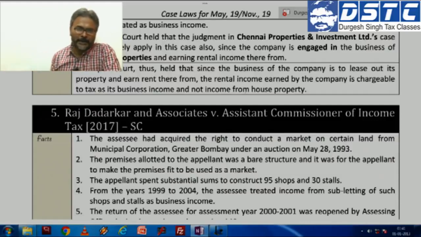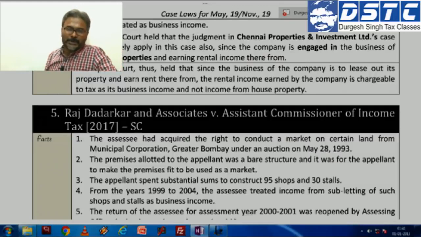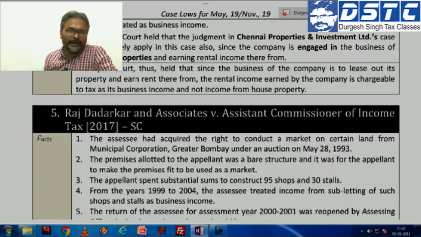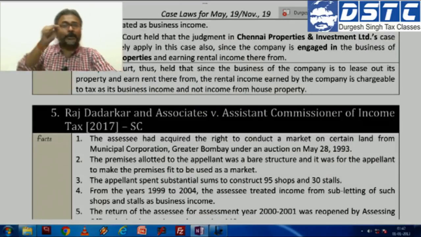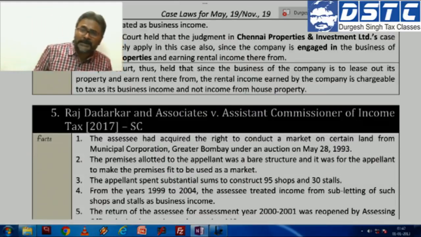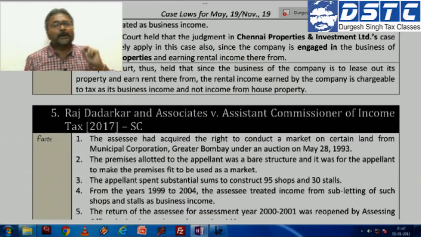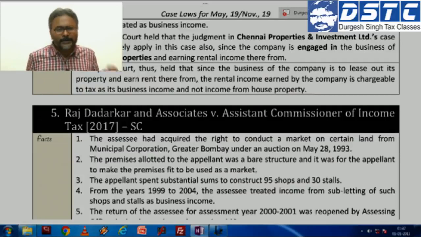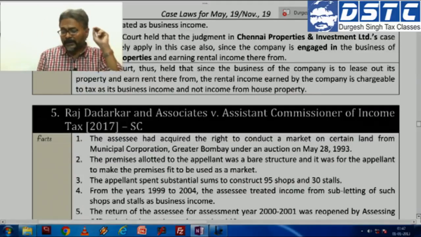The second part, which was about whether the assessee is engaged in the business of letting out the house property, this particular part, the court in this case sought to look into the partnership deed because it's a partnership firm. In the case of the company, you have seen in Chennai Properties and Investment Limited, the court has gone through the memorandum of association. Here the court has gone through the partnership deed.